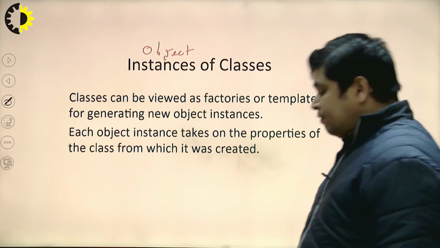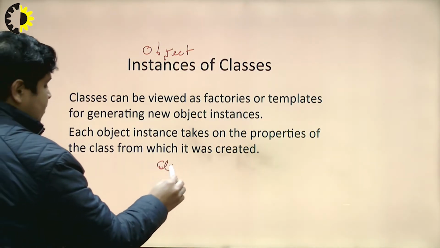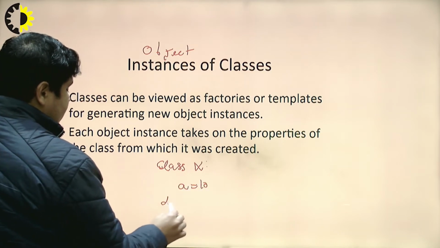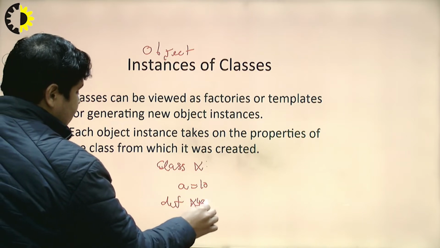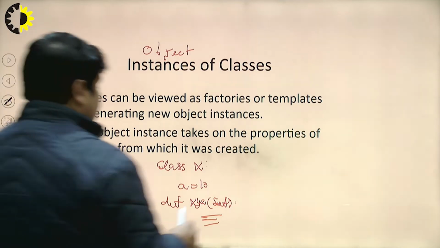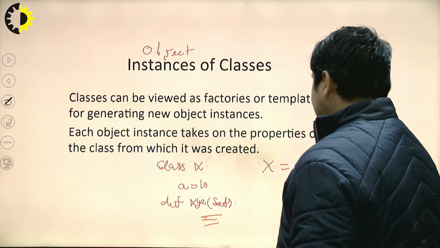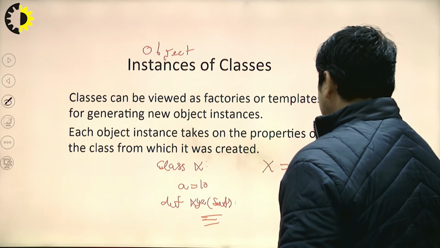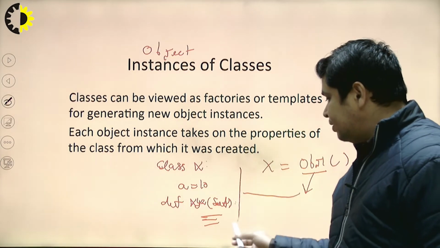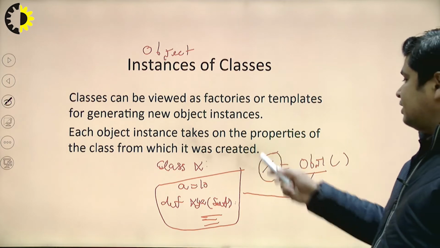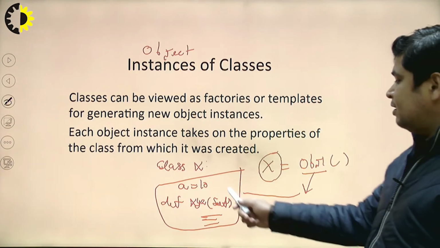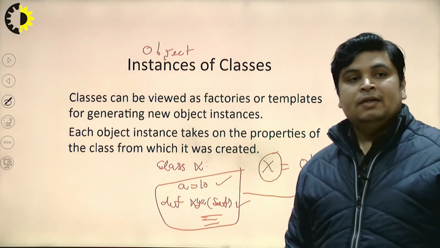It means if class X, I have already discussed, this is the class X. Inside it we have declared one data A and defined one function. Function name is XYZ, with the first argument, and this is the body of the function. Now suppose we have created one object X equal to obj1. This object has full right to access all these members because it is an object of which class? X class. So each object instance takes on the properties of the class. What is the property of the class? Data and functions from which it was created.